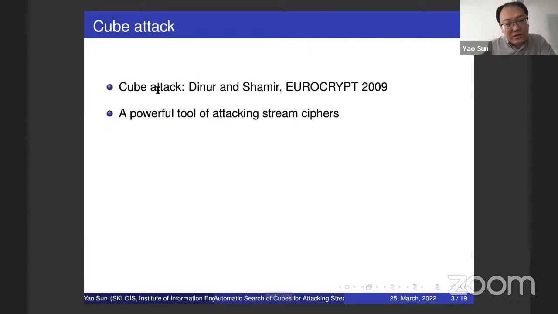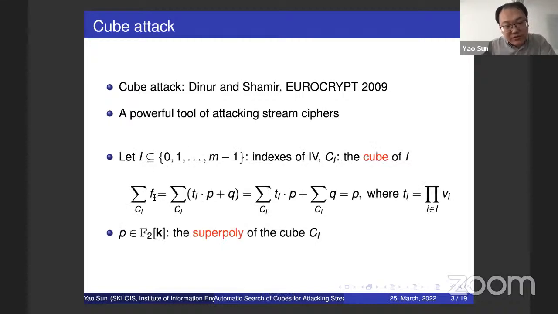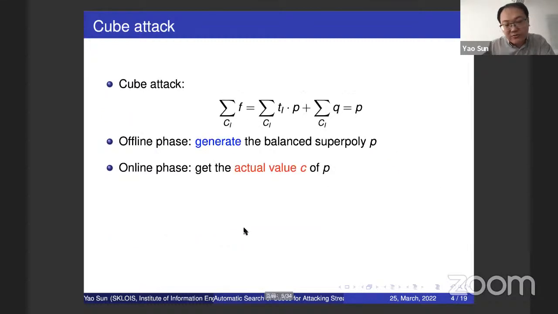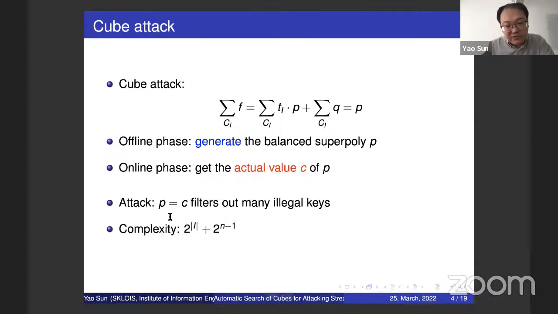First, let's see the main contribution of this paper. Our work is based on the cube attack, which has become one of the most powerful tools for attacking stream ciphers. By summing up the values of a Boolean function over a cube, we can obtain the superpoly of the cube. And the actual value of the superpoly can be obtained in the online phase. With the equation, we can filter out many illegal keys.